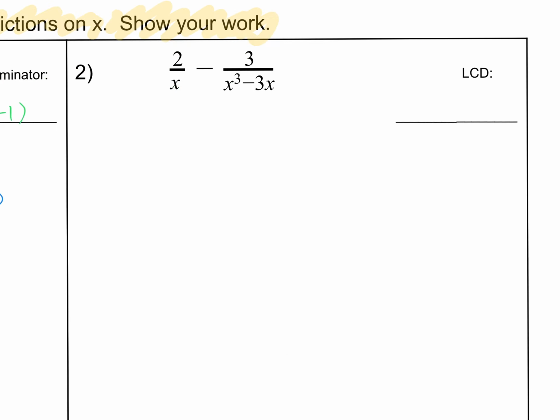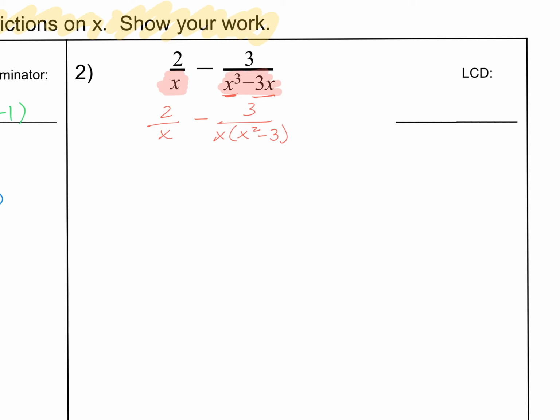All right, so now let's look at number 2. We're going to follow those same steps we had before. We have 2 over x minus 3 over x cubed minus 3x. So the first thing I want to do is I want to look at my denominators and factor them if possible. On the left, I just have x, that's going to stay the same. On the right side, I see x cubed and minus 3x, so they both look like they have x. So if I factor out x, I'm going to have x squared minus 3.